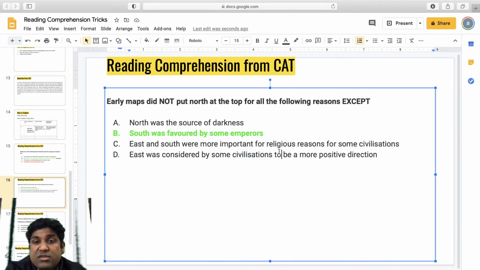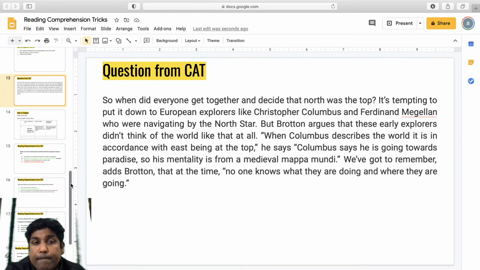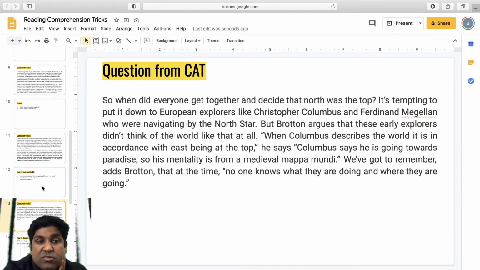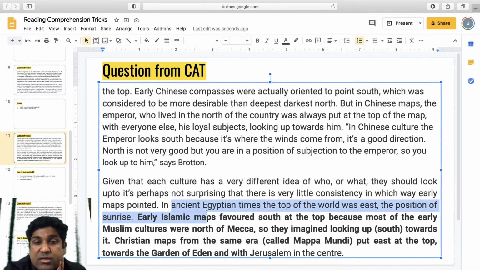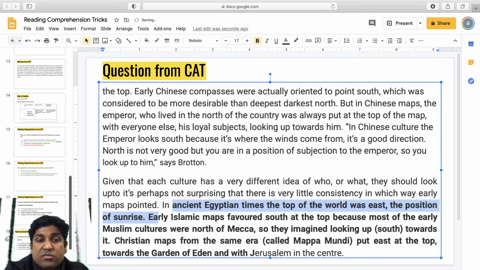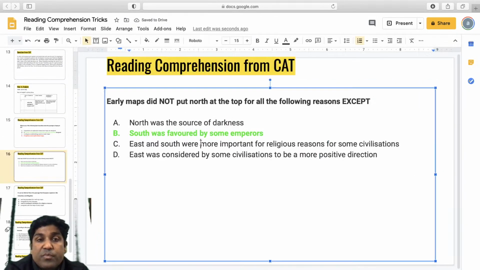And east was considered to be a more positive direction. Like we have said here, Columbus also says in Christian culture it is there. Also, in ancient Egypt the top of the world was east, the position of early sunrise. So yeah, east was also considered to be a positive direction. And also we know that the south was favored by some emperors? This information was nowhere mentioned, and this happens to be the answer.